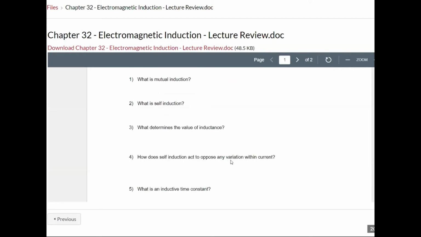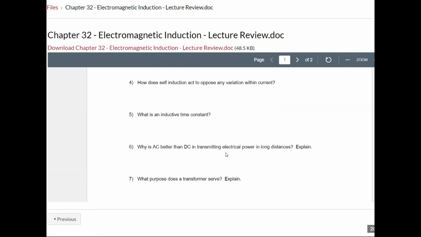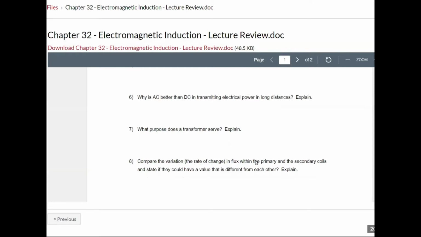What's self-induction? What's mutual induction? What determines the value of inductance? How does self-induction act to oppose any variation within current? What's an inductive time constant? Why is AC better than DC in transmitting electrical power in long distances? What purpose does a transformer serve?